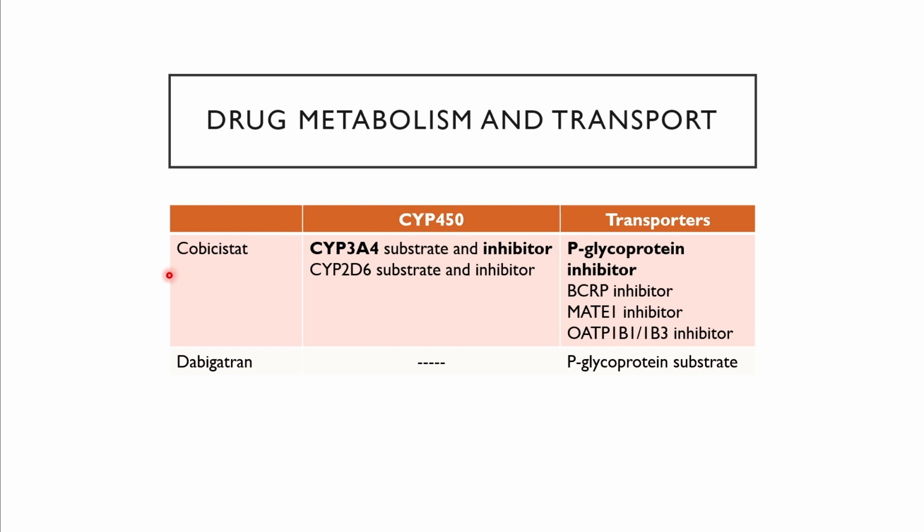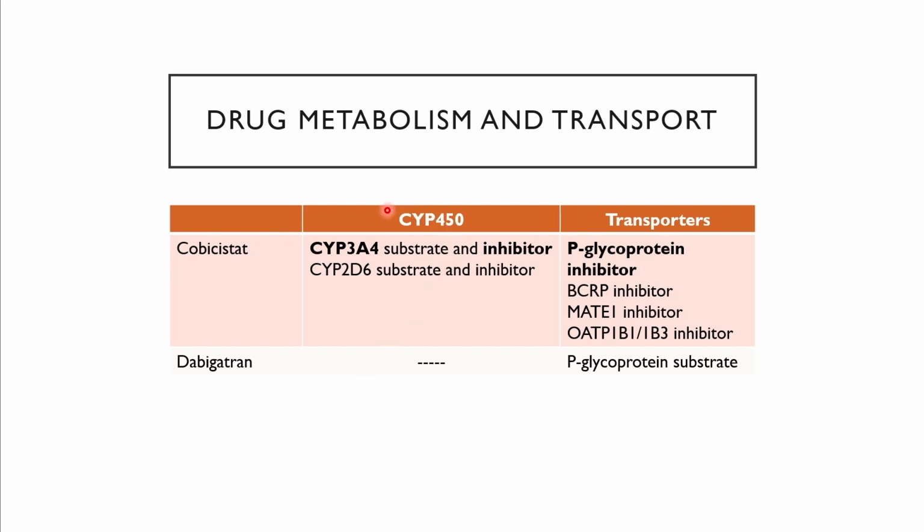So cobicistat, as I'd mentioned, is a pharmacokinetic booster or enhancer. It doesn't have antiretroviral properties per se, but its main focus or function, if you will, is to enhance the exposure of concomitant medications, namely the antiretrovirals that are combined within the tablet. And dabigatran, as I'd mentioned, is the oral anticoagulant.